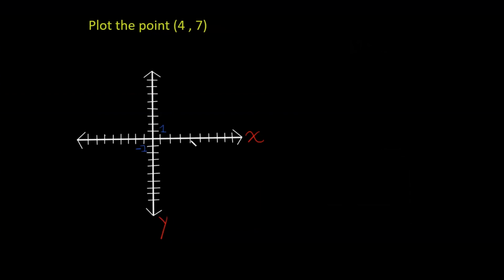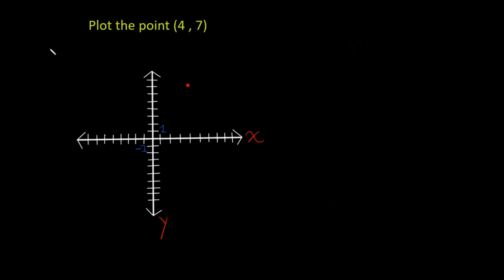So we're going to move in the positive 7 direction. And positive on the y-axis is up. So this would be 1, 2, 3, 4, 5, 6, 7. That would be right here. Or let me move that up a little bit. That would be right there.